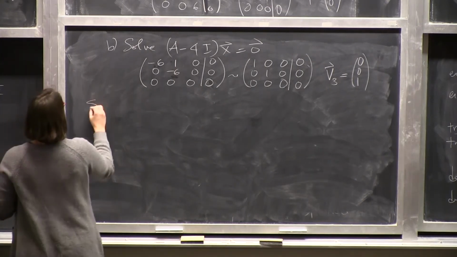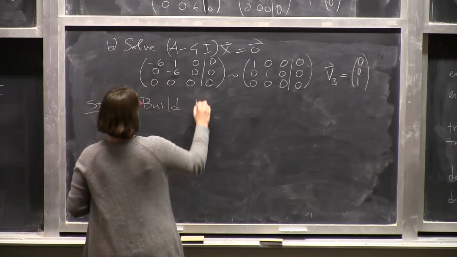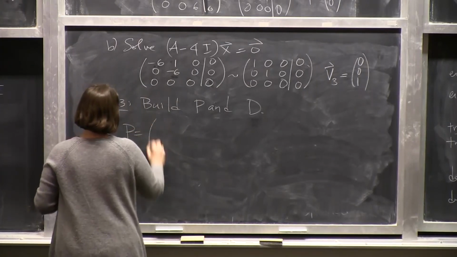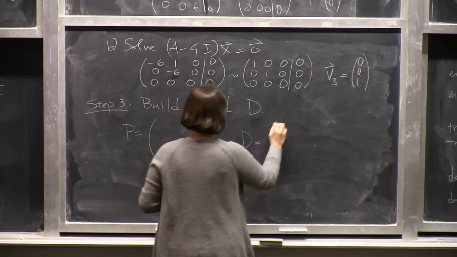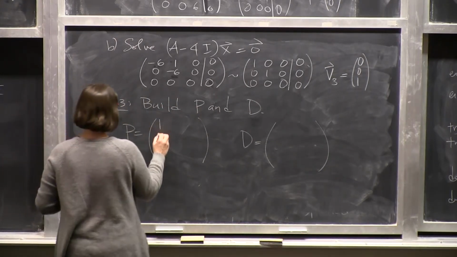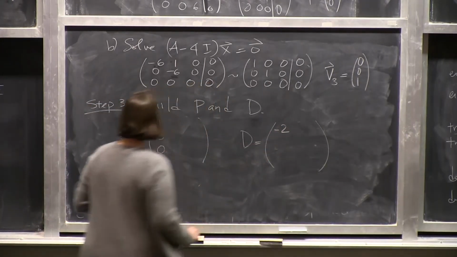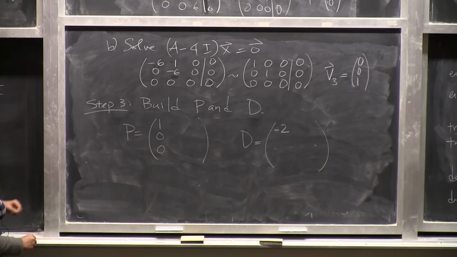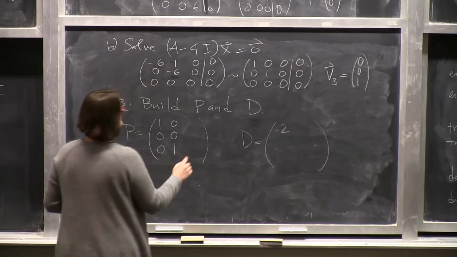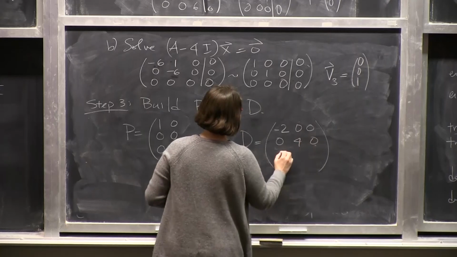Okay. Step 3. Build P and D. So P, D. Okay, so first column we can put 1, 0, 0, and we can put in the corresponding eigenvalue, minus 2. Second column, we can put 0, 0, 1, and we can put the corresponding eigenvalue 4.